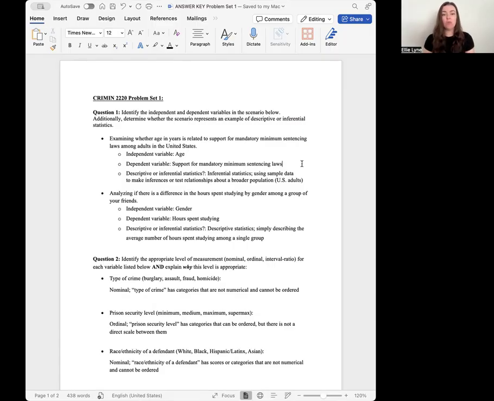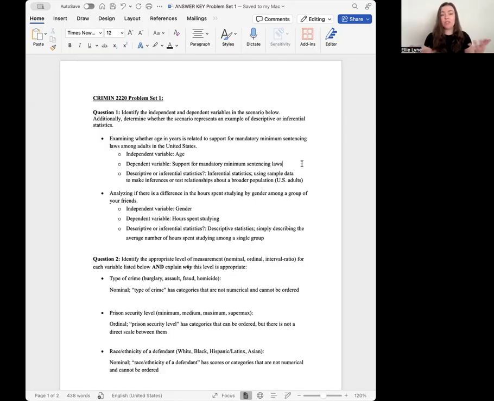And so, knowing that those are our two variables at play here, so age and support for mandatory minimum sentencing, we can ask ourselves which one is exerting an influence over another, or what are we hypothesizing that it possibly could have? Our independent variable is going to be that exerts that influence on our dependent variable. And so with those two things in mind, does age actually affect support for mandatory minimum sentencing, or does support for mandatory minimum sentencing laws affect age?